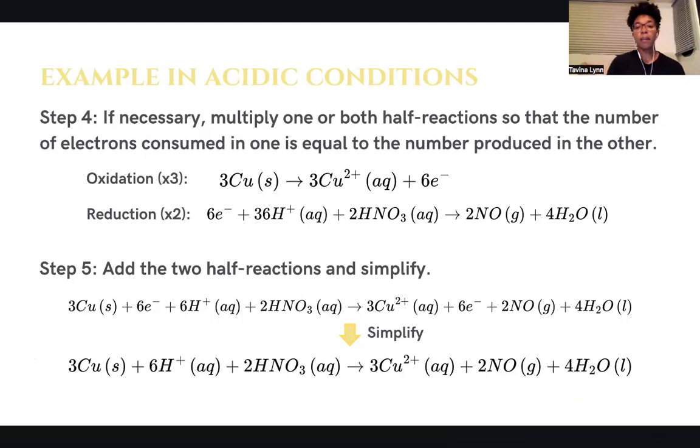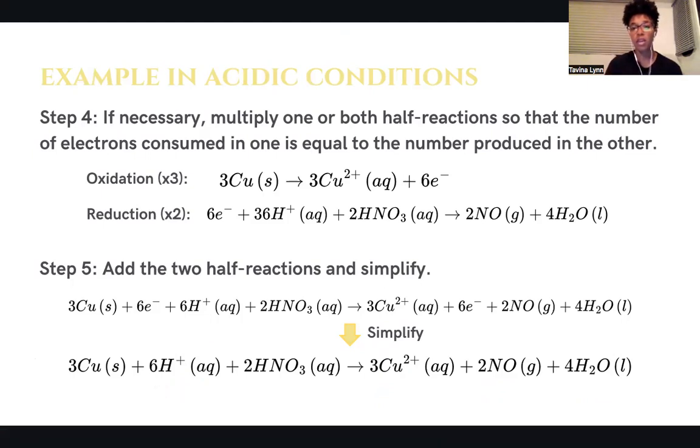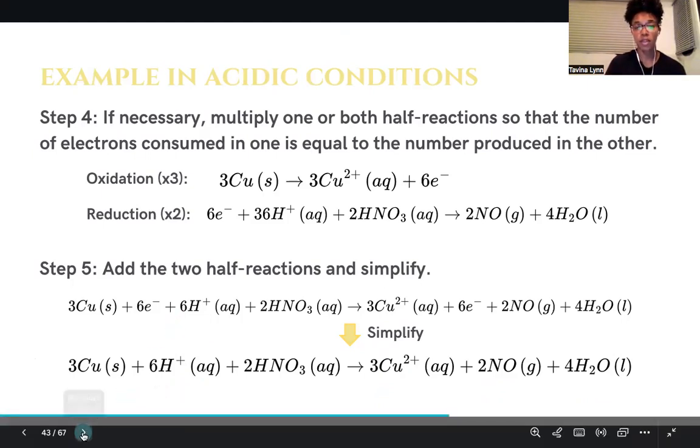Now, if we were in basic conditions, right, we would need to add hydroxide ions to neutralize these protons. But in this example, we are in acidic condition. So this is our balanced redox reaction.